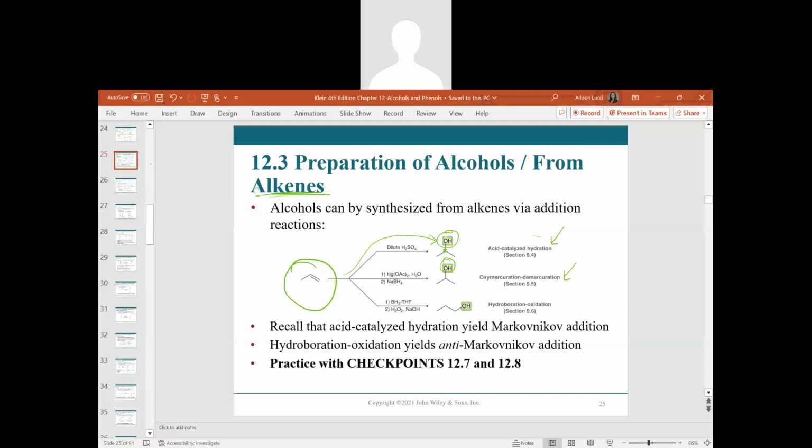And last but not least, we have the hydroboration oxidation mechanism that we looked at in section 9.6, where we have an anti-Markovnikov addition. So this generates a primary alcohol. So it would be good to know both preparation methods, whether it's through substitution, using alkyl halides and primary, tertiary sources to generate primary or tertiary alcohols, and then also know these different addition reactions and how they can produce alcohols, and of course, whether it would be a Markovnikov or anti-Markovnikov addition.